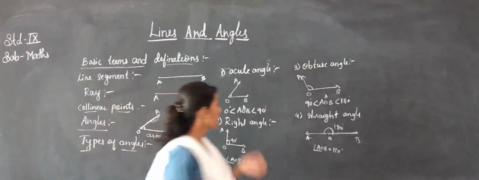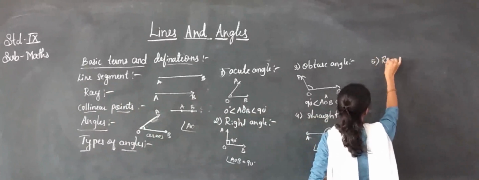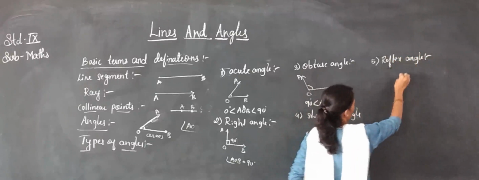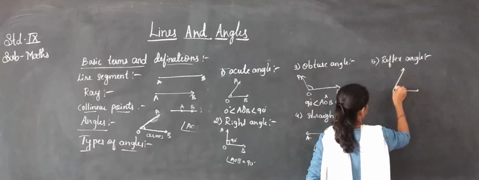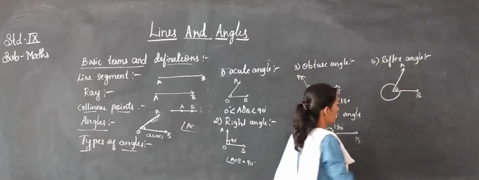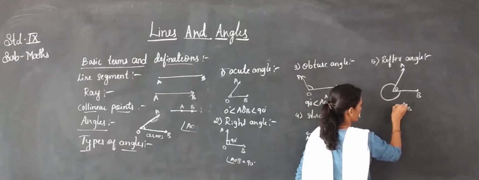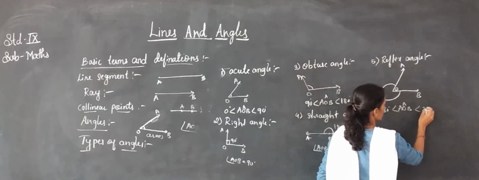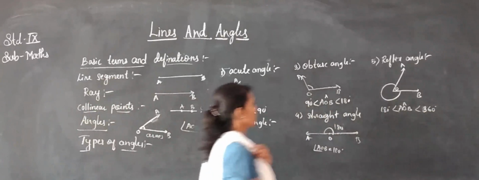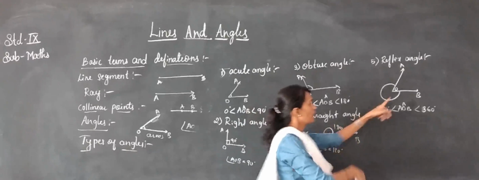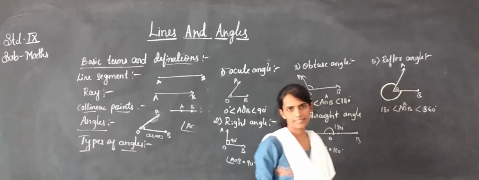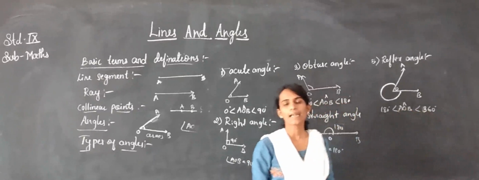So the next one will become a reflex angle. The fifth one will become the reflex angle. So what is the reflex angle? This is A, this is O and this is B. The angle AOB is greater than 180 degrees and less than what? 360 degrees. That angle we call the reflex angle here. The angle which measures greater than 180 degrees and less than 360 degrees, that angle we call the reflex angle. This total angle we call the reflex angle here. The angle measures between 180 and 360, that angle we call the reflex angle.